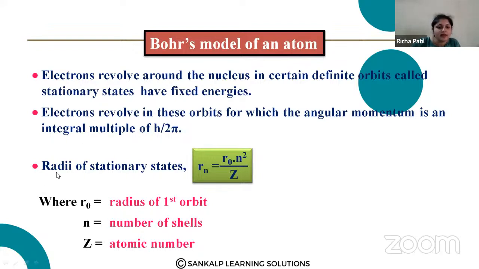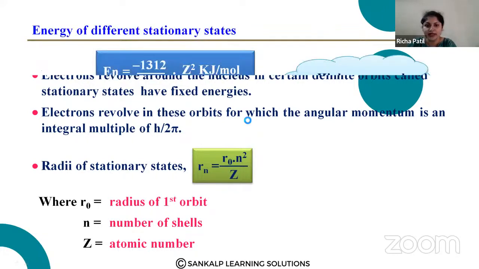Then the third is the radii of stationary states. Rn is given by R naught into n square by Z. This Z is nothing but your atomic number. R naught is the radius of the first orbit, and n is the number of the shell. These were some of the important postulates.